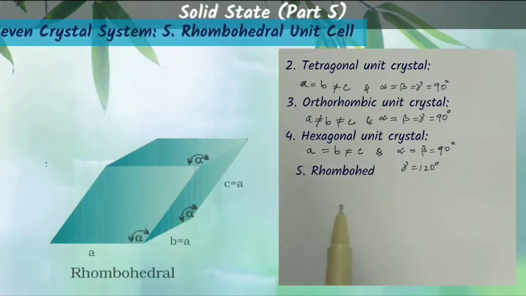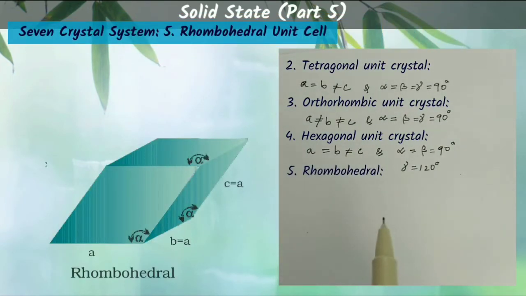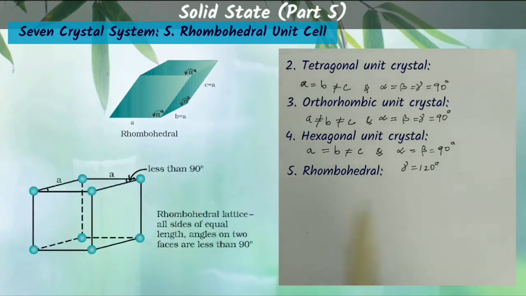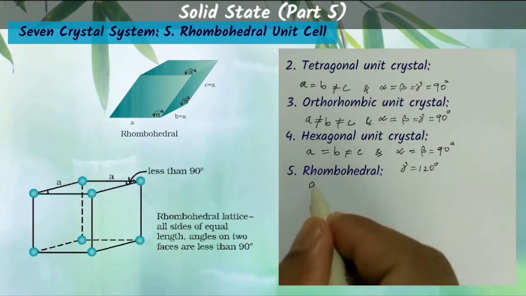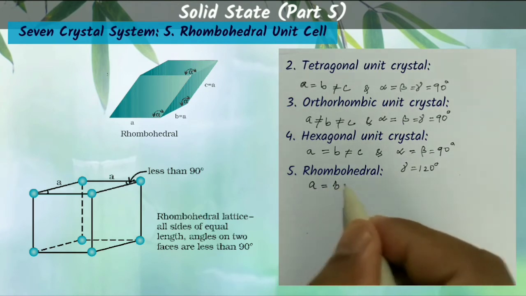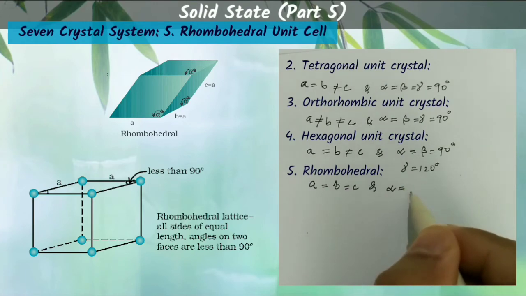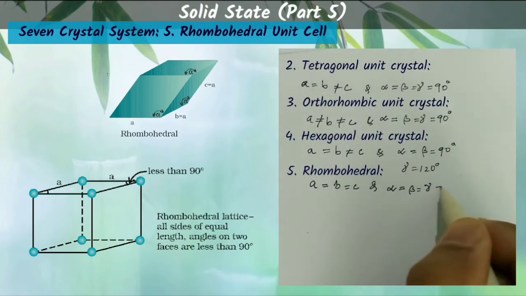The fifth one is rhombohedral or trigonal, which also gives only the primitive Bravais lattice, and for this unit cell a = b = c, and alpha = beta = gamma, but these are not equal to 90 degrees.